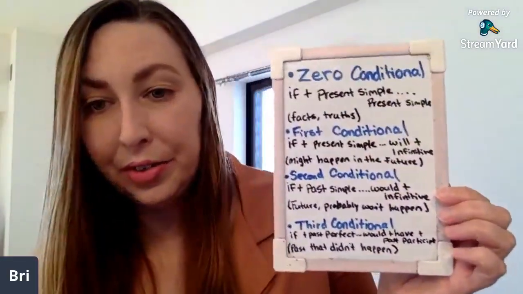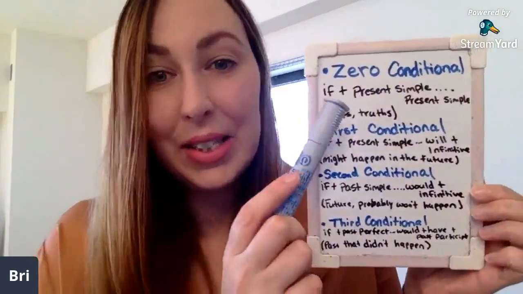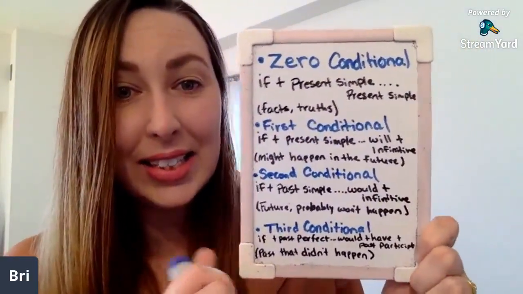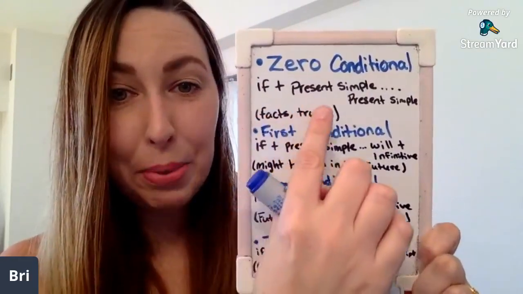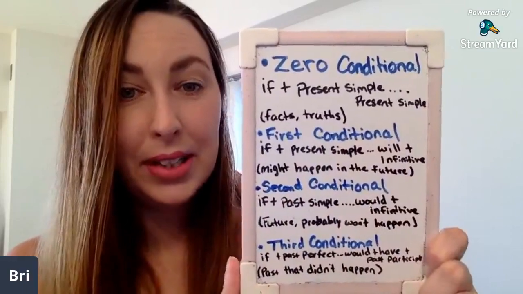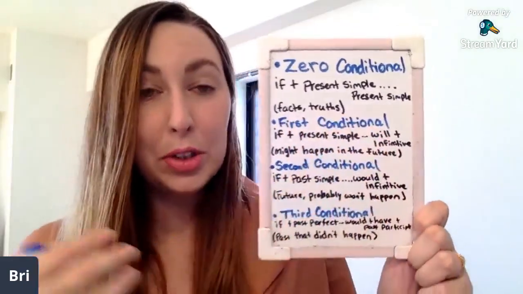Okay, so let's get started with today's lesson. I'm just gonna stick to what we learned this week, okay, since this is the review lesson. So we have the zero conditional, and this is if plus present simple, and then another present simple. So these are facts or truths.